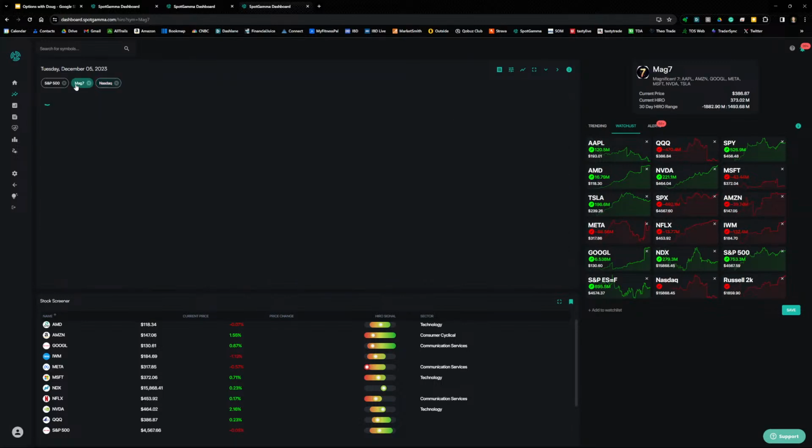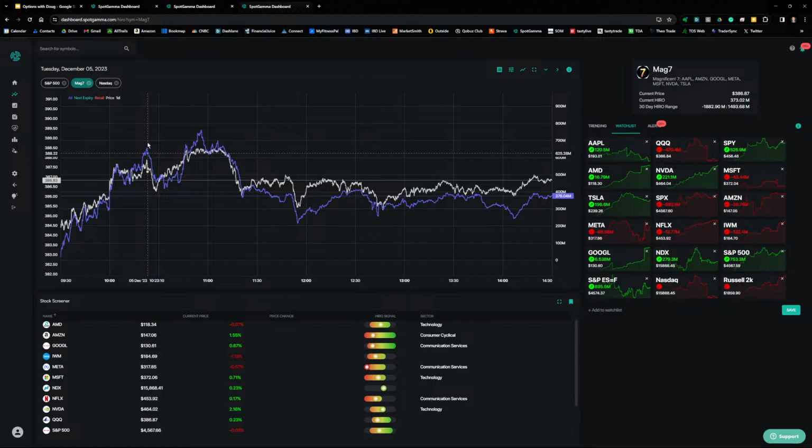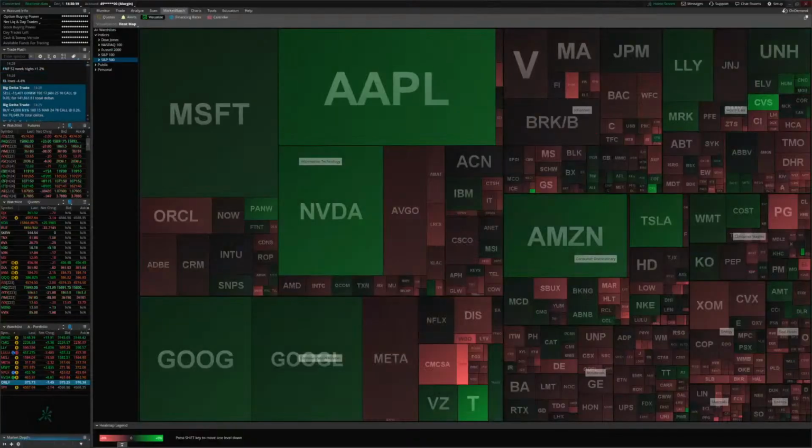Finally, let's check Magnificent 7. So this is why consolidation in those symbols. Let's check a heat map here. So just kind of the opposite of yesterday. Yesterday, the green stocks were red, and a lot of the red stocks were green. So just the opposite of yesterday. This is the heat map for the S&P 500.